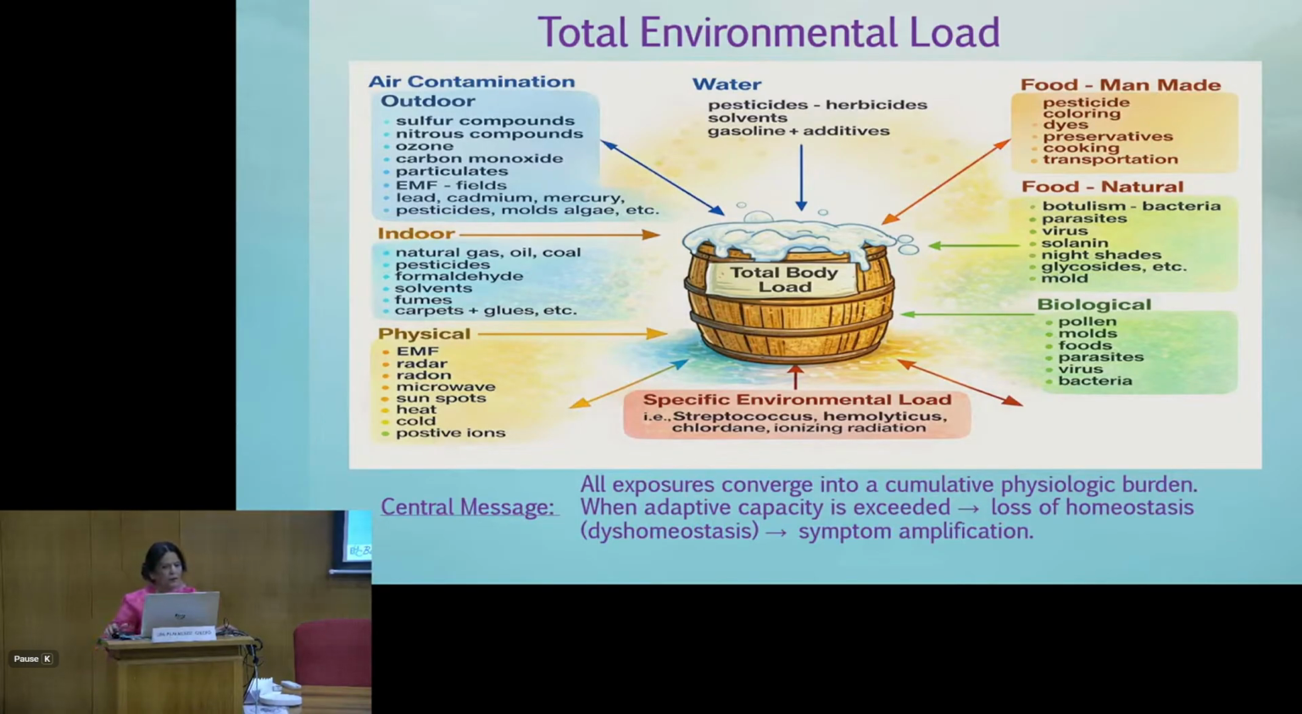And not only that, but these pollutants can be outdoor, indoor, as Dr. Pilar showed you before. There can be electromagnetic radiation and radon gases, as well as man-made chemicals, biological chemicals, natural chemicals, including infection. So all these exposures converge into a cumulative physiologic burden, and when it exceeds the adaptive capacity, there is a loss of homeostasis.